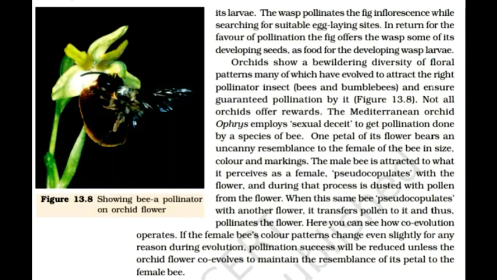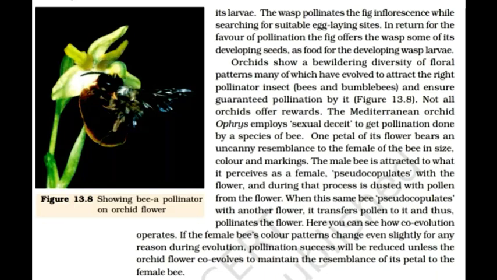The Mediterranean orchid Ophrys employs sexual desire to get pollination done by a species of bee. One petal of its flower bears an uncanny resemblance to the female of the bee in size, color, and markings. The male bee is attracted to what it perceives as a female.